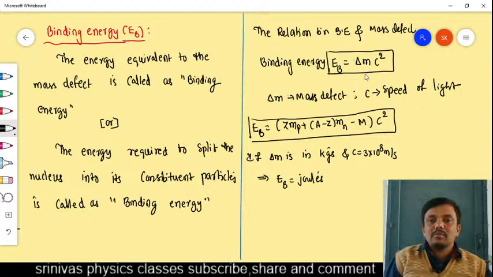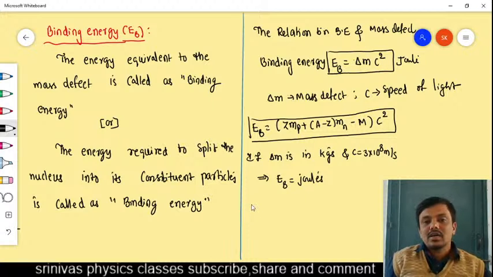That means in this formula you will get joules, but you should substitute delta M in kgs. C is the speed of light. You get binding energy in joules when you substitute delta M and C in the SI system, kg and speed of light. For example, if you substitute delta M in AMUs, then what happens?